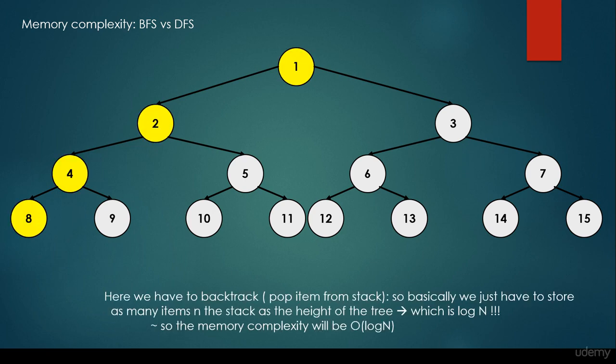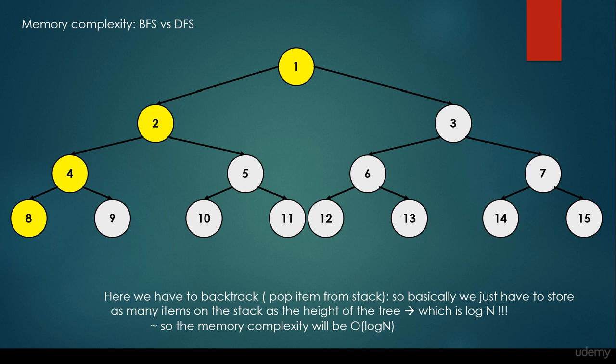So here, this is the situation when we have to backtrack. Depth-first search, if we come to the conclusion it is a leaf node, so there are no children at all, then we have to backtrack, basically go back to the previous node. And that's the situation when we pop an item from the stack. So basically we just have to store as many items on the stack as the height of the tree. And basically it is the logarithm of the number of items we store in the balanced tree.